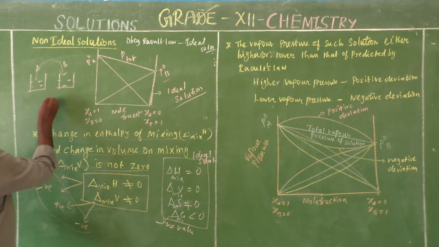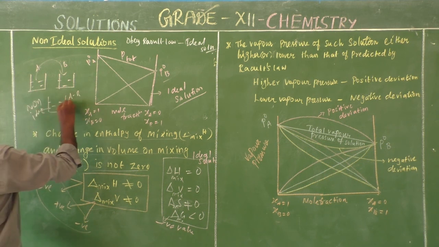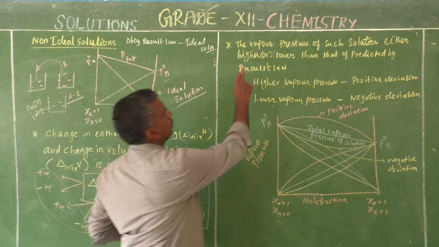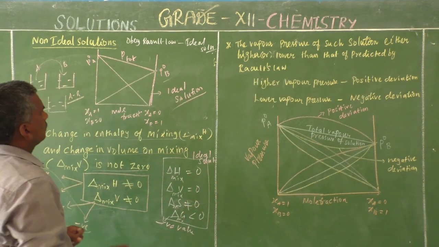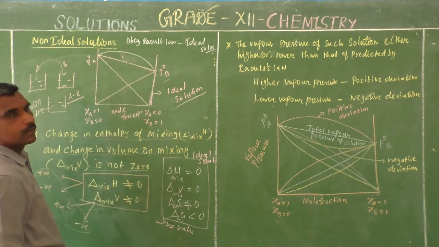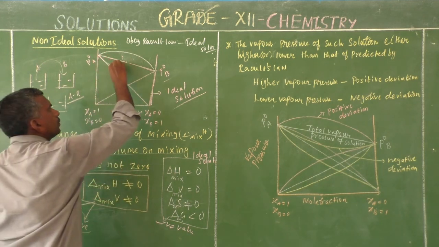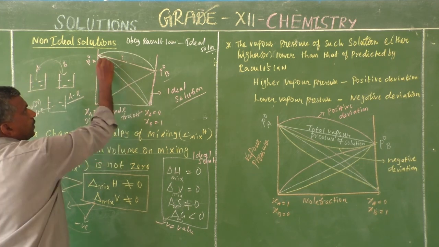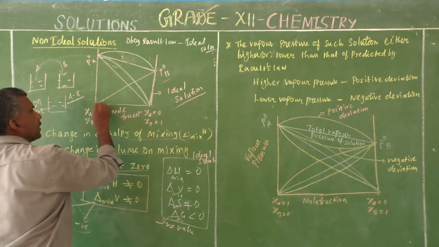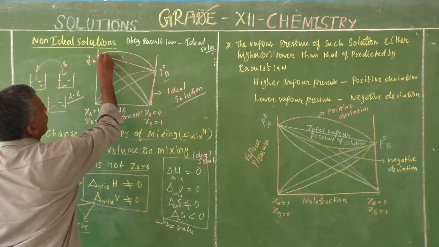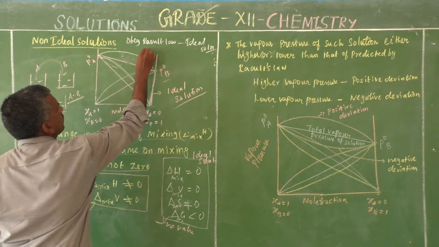When mixed, a solution is formed that is a non-ideal solution of components A and B. In a non-ideal solution, the total vapor pressure may be high or low. If it is high, the vapor pressure of A is also high, B is also high, and the total vapor pressure deviates from ideal nature.